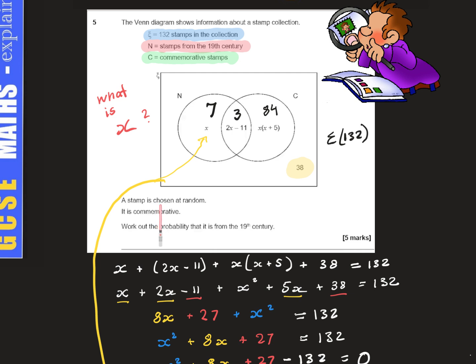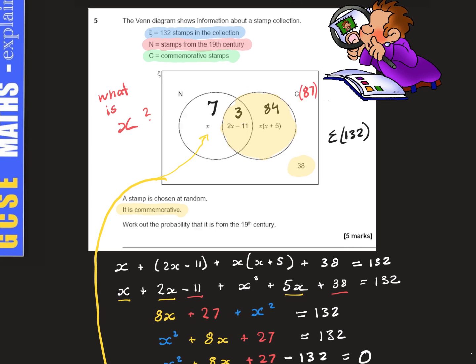A stamp is chosen at random. It is commemorative. Please note the fact that it said that it is commemorative. That is really important, because if it is commemorative, then it belongs to this commemorative set. And that means it belongs to this yellow section. And that means that the number of commemorative stamps is equal to 87.